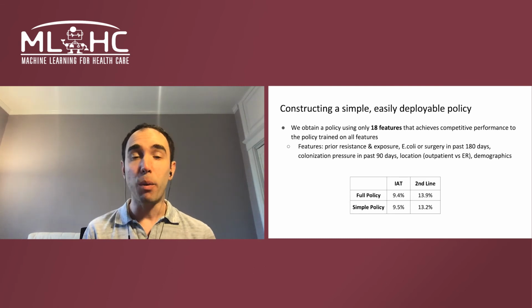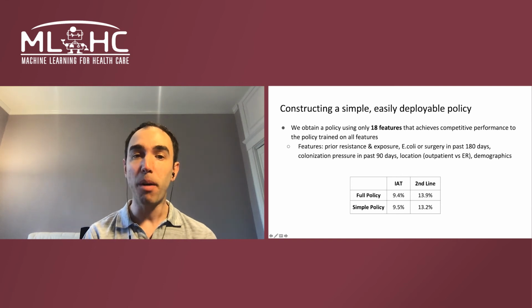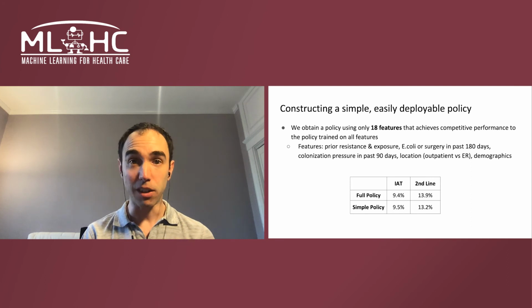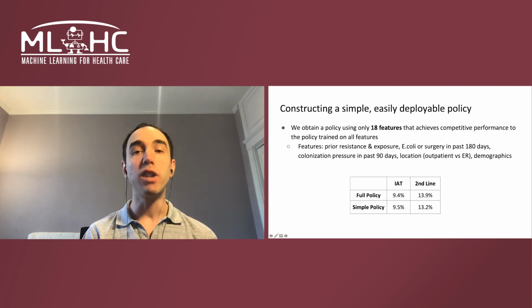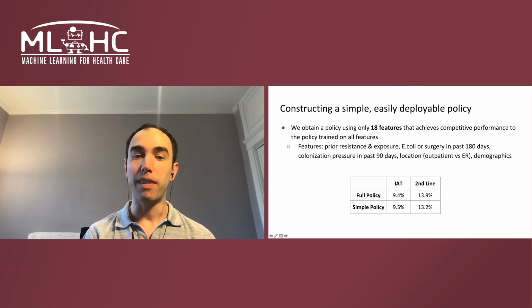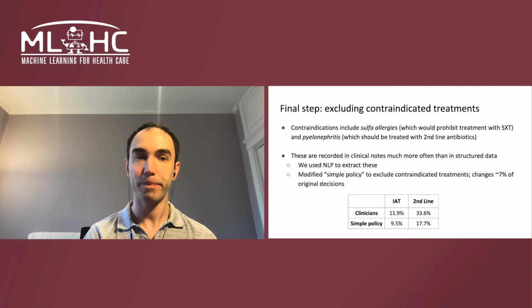And surprisingly, we found that this simple policy, despite being relatively much easier to implement, gets equivalent performance to that much more complex policy. So we see here that the IAT rates are basically the same between the full policy and the simple policy, and the second line usage is actually a little bit smaller on the simple policy.